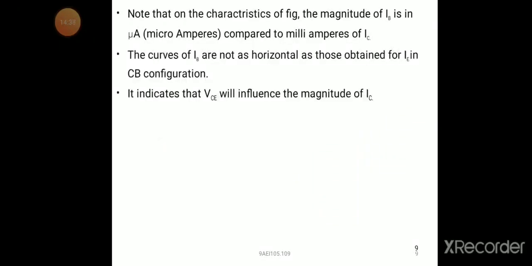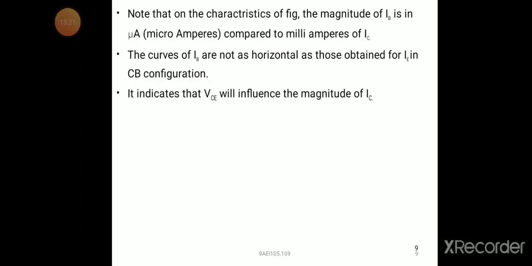Note that on the characteristics figure, the magnitude of IB is in microamps compared to milliamperes of IC. The curves of IB are not as horizontal as those obtained for IE in CB configuration. The curves for the different IB values are not horizontal, not flat, compared to the common base.